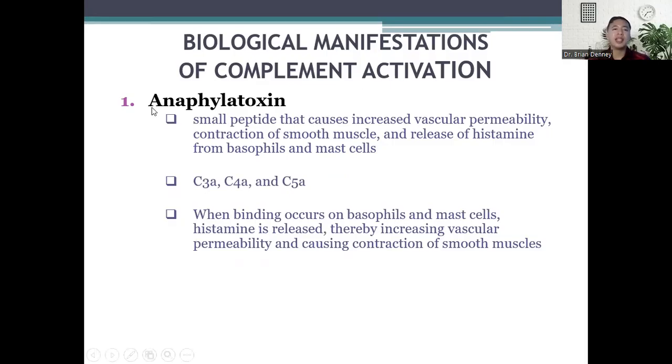So again, these are the byproducts of your complement activation. So again, what are the anaphylatoxins? C3a, C4a, and C5a. What's the function? What's the role of your anaphylatoxins? It causes release of histamine from basophils and your mast cells, increasing vascular permeability.